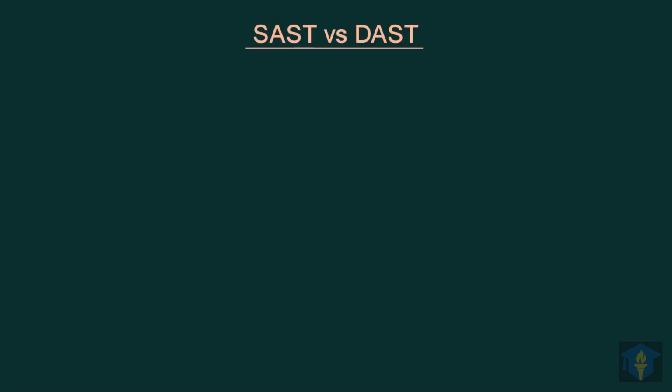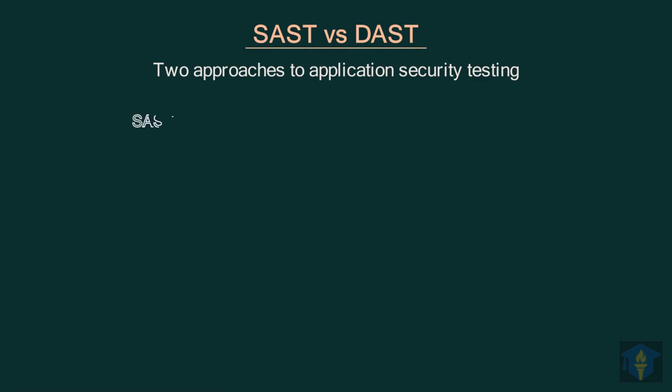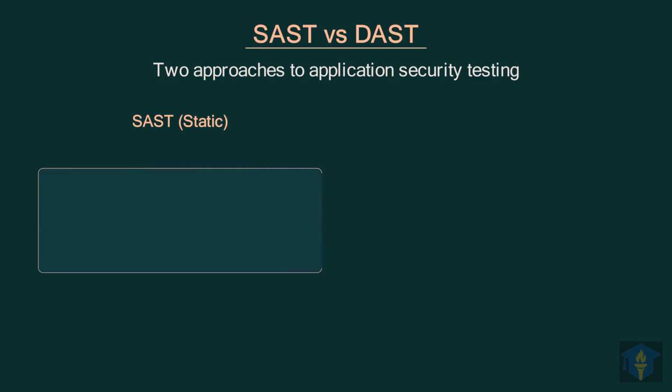We'll compare two crucial application security testing methods, SAST and DAST, essential for protecting your software. These are two distinct and effective approaches to testing your application's security thoroughly. First, let's explore SAST, which stands for Static Application Security Testing, a powerful technique.